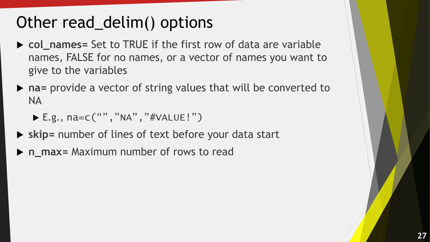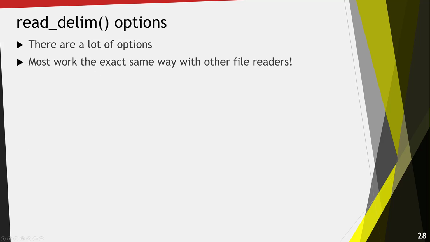The skip option tells R to skip a set number of lines before it starts trying to read data. This is useful if there's header information in your file. And lastly, n_max tells R the maximum number of rows to read. Generally, you want to read all of your data file. You can specify n_max to force R to stop reading files as you're still playing around trying to get your specification correct, and that way you don't have to sit and wait for R to process the entire data file. There are a lot of options here.